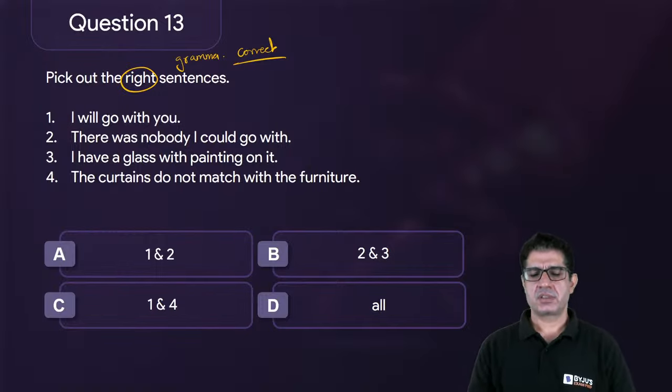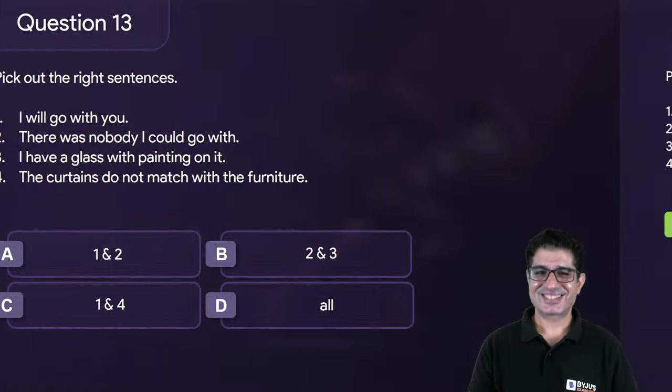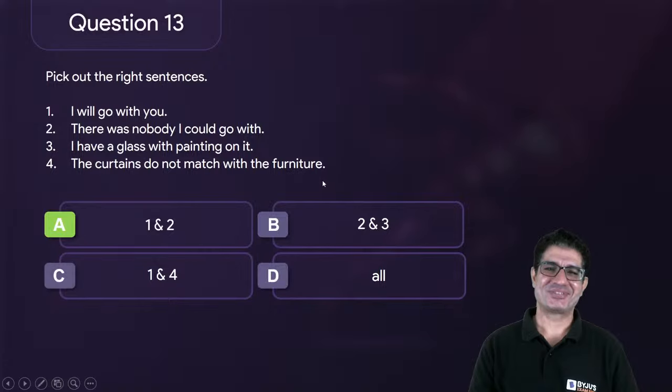So the correct answer here is option A. 1 and 2 are both right. The problem with third is that you notice painting. There is no article before it. You need to put an article. I have a glass with a painting on it.